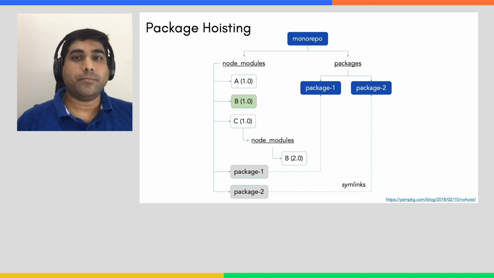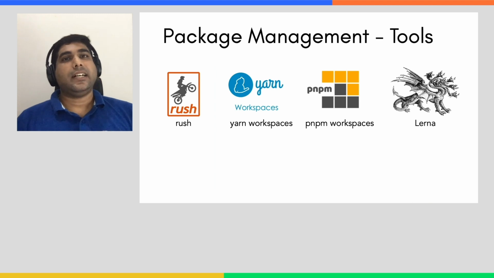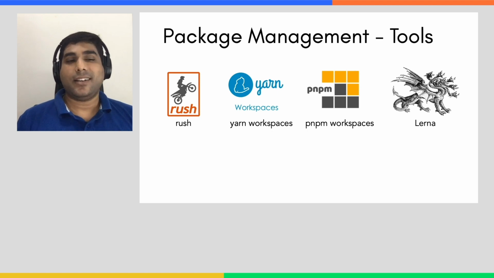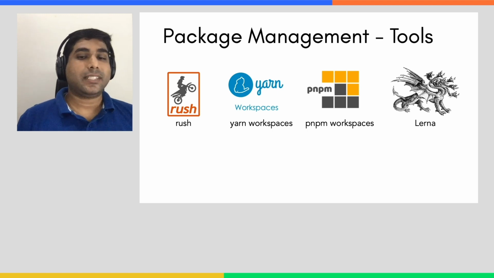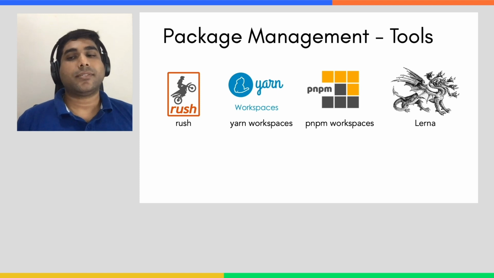This is really great because this means that we can now have tools which can help us achieve package management a lot easier, right? Some of the tools that you can use for managing packages in your monorepo are Rush.js, which is something that Microsoft open sourced long back. We also have Yarn workspaces. You can also use PNPM workspaces. You can use a tool called Lerna.